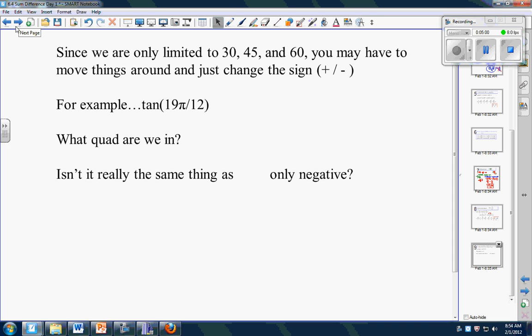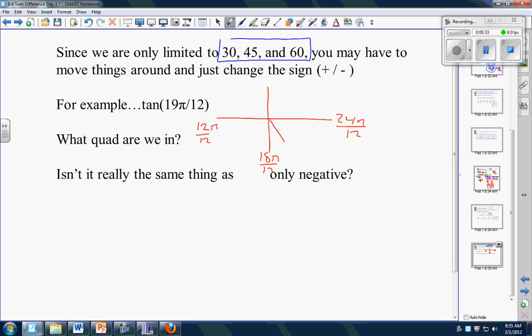Okay, last little thing here. You're also going to be tested with going around the circle a couple times, getting to some different quadrants. So we said we're only limited to these guys right here. Okay. Now we can also do multiples of those guys as well. So if you're looking at tangent of 19 pi over 12, here's 12 pi over 12. So here's 24 pi over 12. So that's 2 pi. So here has to be 18 pi over 12. So we got to be something in here.